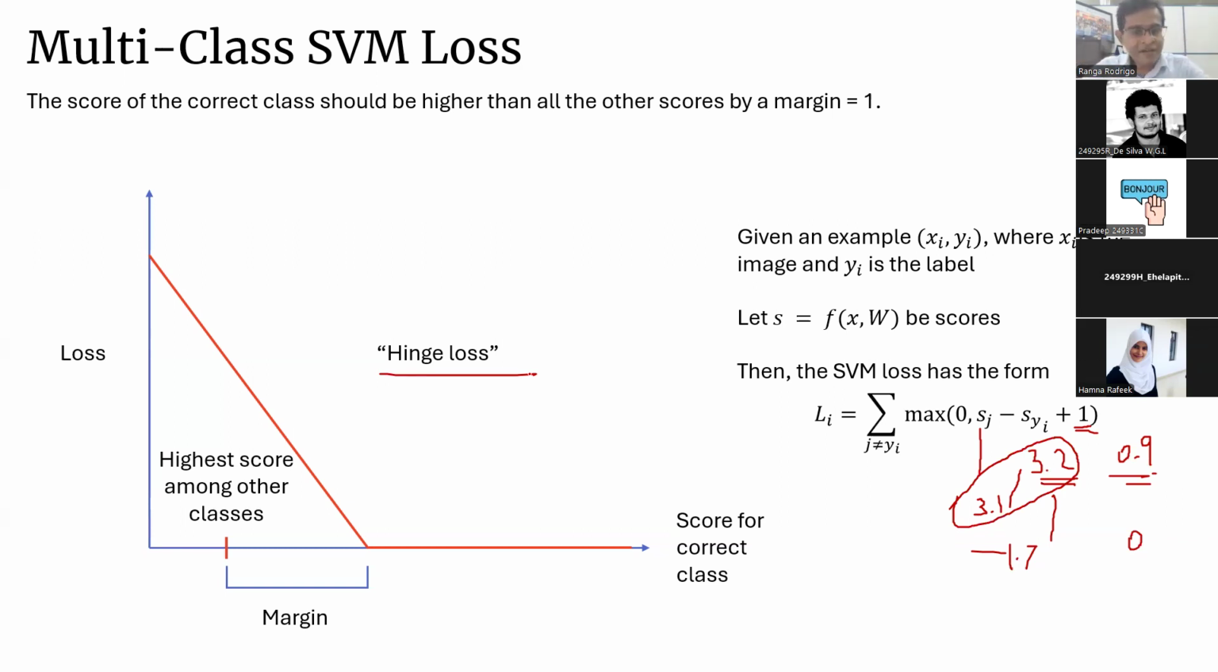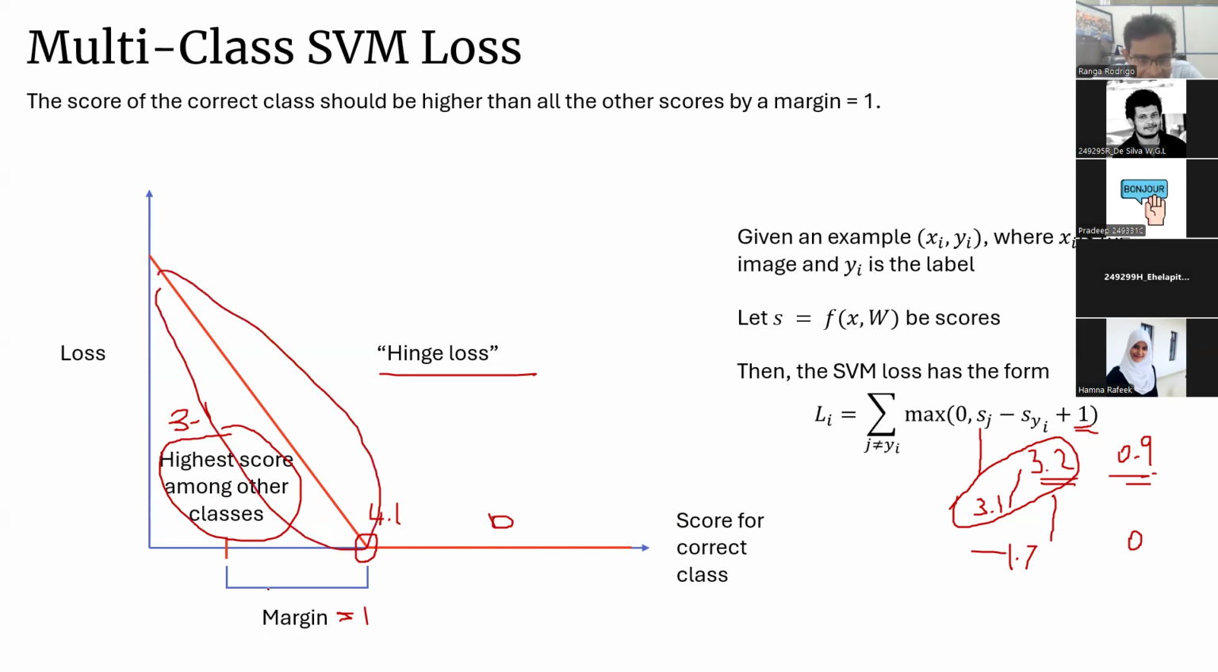So hinge loss. So this is the highest score among other classes, for example, this 3.1, in this example. Margin, usually it is 1. So the correct one's score must be 4.1 or higher. If it is greater than 4.1, no loss is made. Fine. Zero loss. If it is less than 4.1, you make this much of a loss.